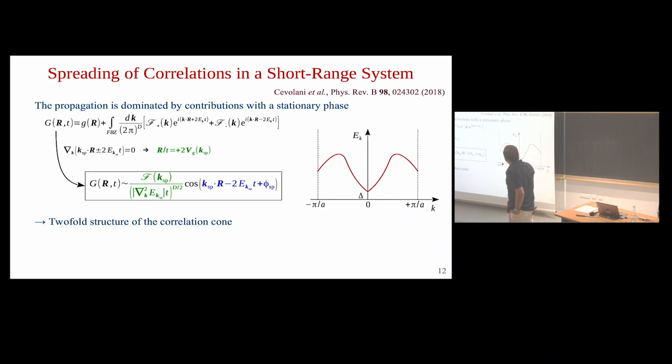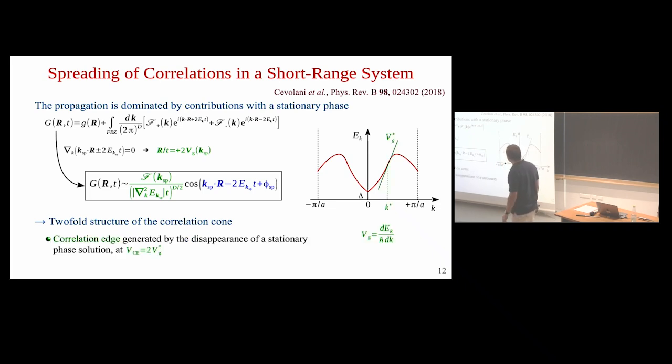Okay, so what do I get? The first thing is I need that there is a solution to the stationary phase, which means that the ratio of r and t should be smaller than twice the maximum group velocity, that should be around here in this example. Otherwise, this amplitude will be simply 0. And this defines exactly the cone that is generated by the maximum group velocity at some momentum k star. And then I get that I should find a linear cone at twice the maximum group velocity.